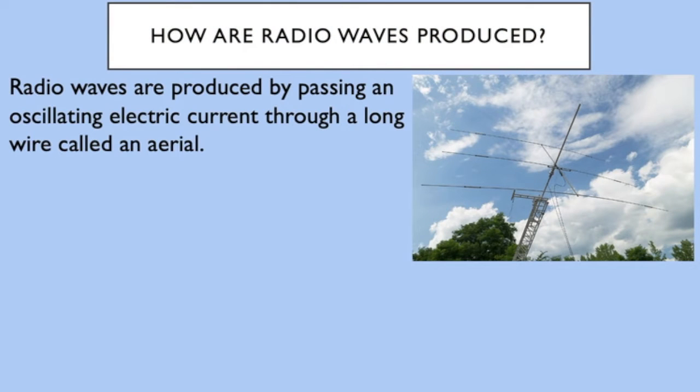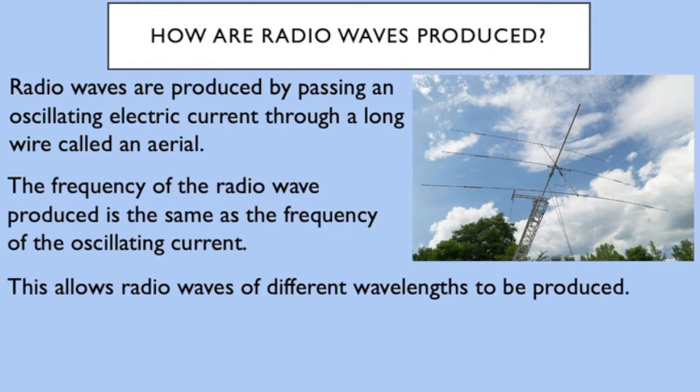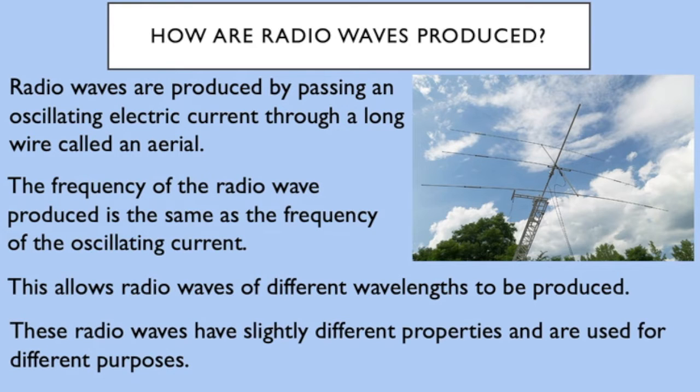How are radio waves produced? Radio waves are produced by passing an oscillating electric current through a long wire called an aerial. The frequency of the radio wave produced is the same as the frequency of the oscillating current. This allows radio waves of different wavelengths to be produced. These radio waves have slightly different properties and are used for different purposes.